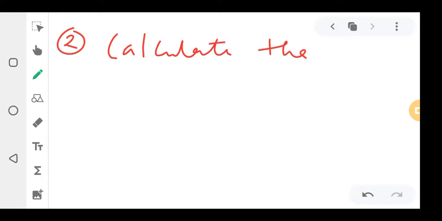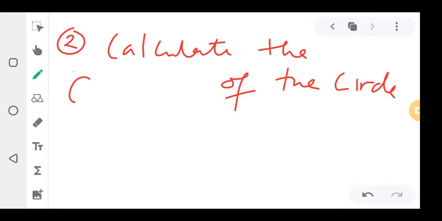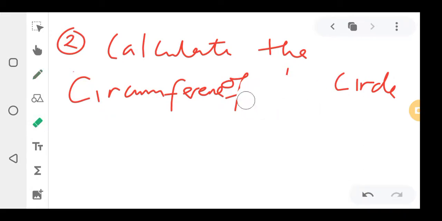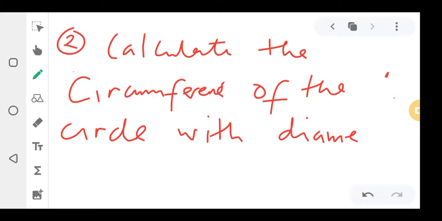So question 2 can be: calculate the circumference of the circle with diameter 2.